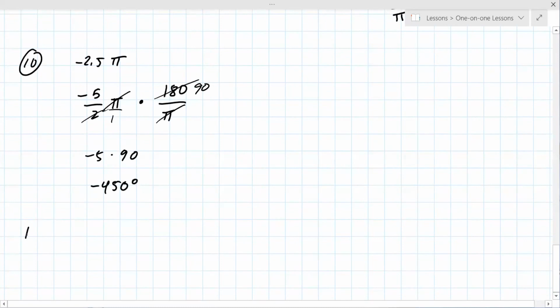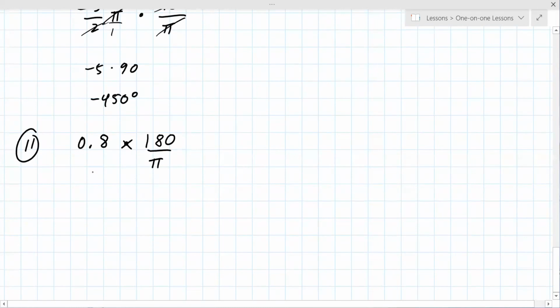Now 11 is kind of interesting because it's 0.8 radians. And if you understand what we're doing, you're like, well, I'm just going to do the same thing I've always done. I'm going to multiply by 180 over pi. So this time, though, there's no pi to cancel. And that's okay. The pi's don't always cancel. They usually do, but not always. So now 0.8 is really 4/5 times 180 over pi.